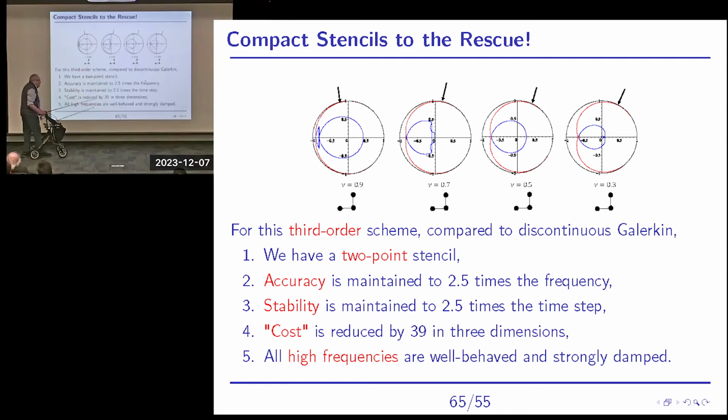Cost, I put in inverted commas because I'm assuming everything costs the same, but I'm just talking about the number of times you have to do something. So the number of times you have to do something is reduced by a factor of 39 in 3 dimensions. All the high frequencies are very well behaved. But it's not really going to be 39 because this will be a bit more complicated. But 39 is a big number, and it will compensate for a lot of additional complications.